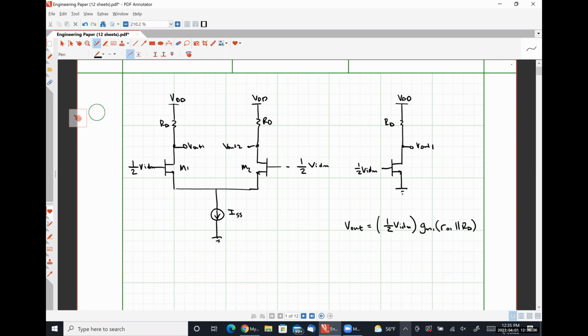What I did not include explicitly was that we're only applying half of the differential mode signal on each side. If we considered a case where all of the differential mode signal were applied to the input of M1, we would get the exact same result as just the gain of the half circuit being the gain of the differential amplifier. Does that make sense? So if we treat this as all of VIDM instead of 1/2 VIDM, this gives us the voltage gain of the differential circuit.